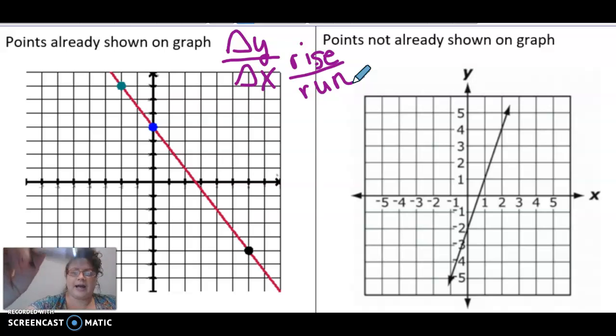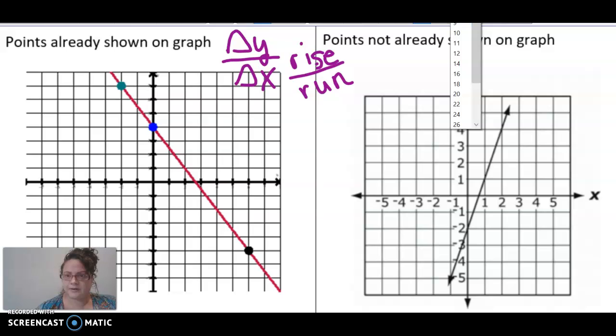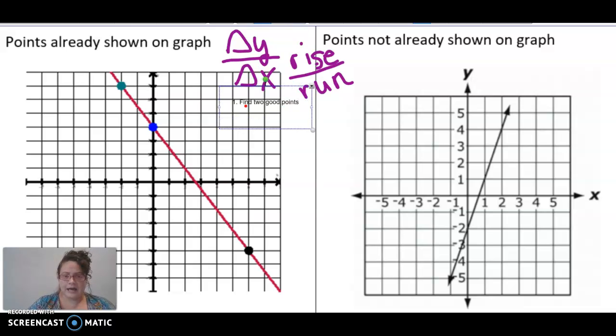All right, so I'm going to go over some success criteria, or steps if you will, on how to find the slope of a graph. Our very first step is to find two good, pretty points. And what that means is that we want them to be whole numbers, not fractions.